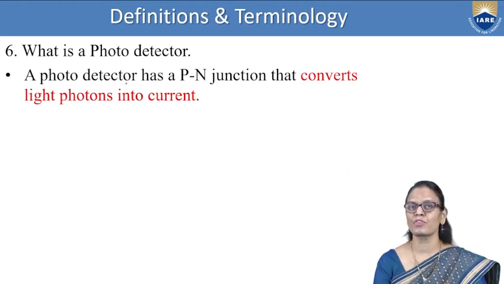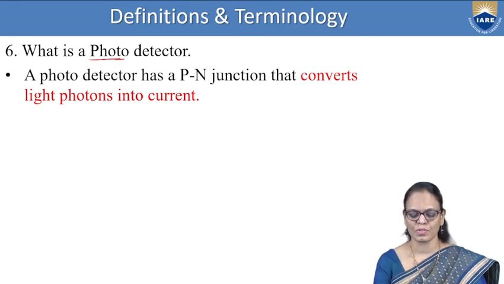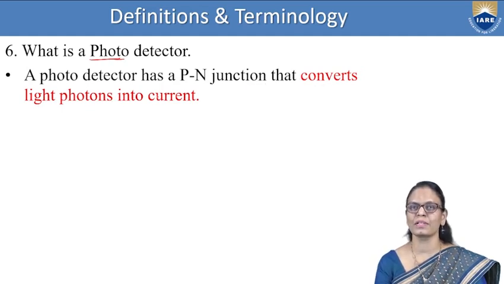Next, what is a photo detector? The word photo is always related to light. A photo detector is a PN junction that converts light photons into current.